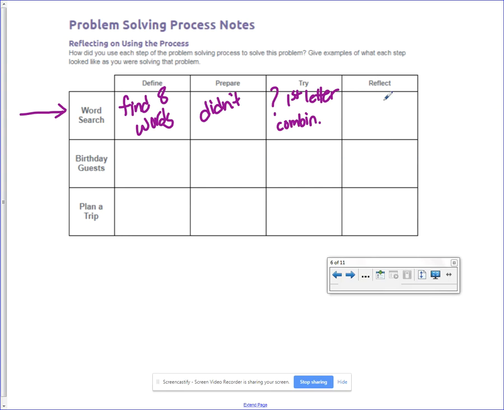So if you had to do this again, what might you do differently to make finding the words faster? So I want you to take a moment here, pause the video, add something in there you think you would do differently the second time to make your process more efficient and able to find them all.